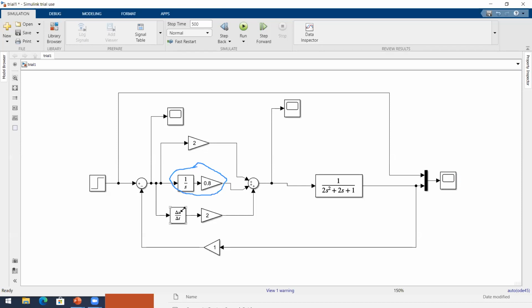What is the derivative in the Laplace domain? Anybody? Like the integral is 1 by s. What will be the derivative? Just s, sir. Yes, s. Then it will be 2 plus 0.8 by s plus 2s.